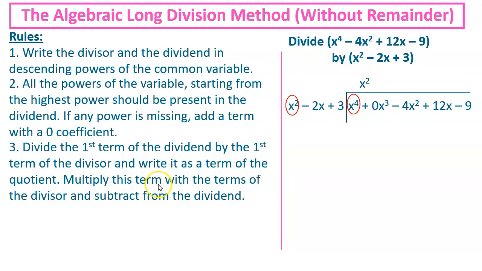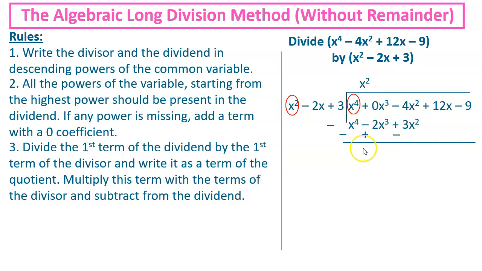Then multiply this term, that means the term that we have got, with the terms of the divisor and subtract from the dividend. So x squared times x squared is x to the power of 4, x squared times negative 2x is negative 2x cubed, x squared times 3 is 3x squared, and we had to subtract this second line from the first line, so the terms of the second line will be getting their signs changed.